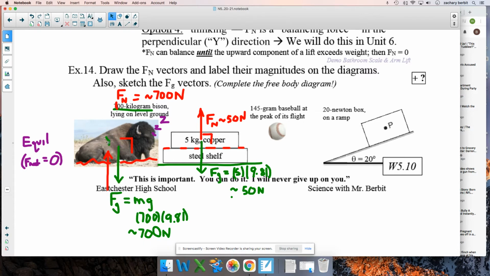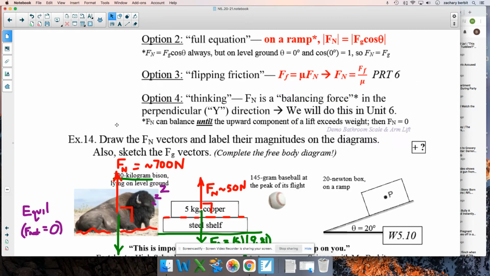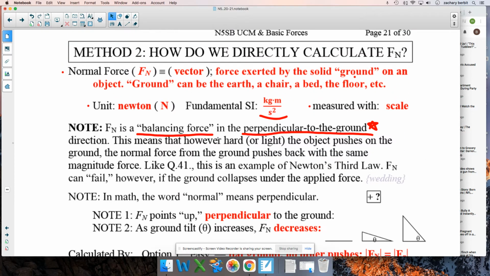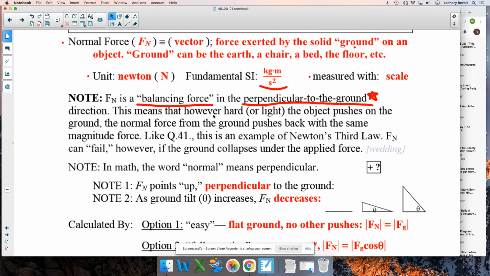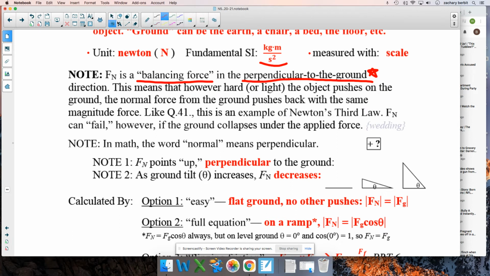And some people prefer to draw their arrows going into the object. Some people prefer to draw their arrows coming out from the object. It's up to you. It really doesn't matter. Both are legit. Both are correct. Now, here's the thing about this balancing force. The balancing force can fail. It frequently does not, fortunately, but it can.